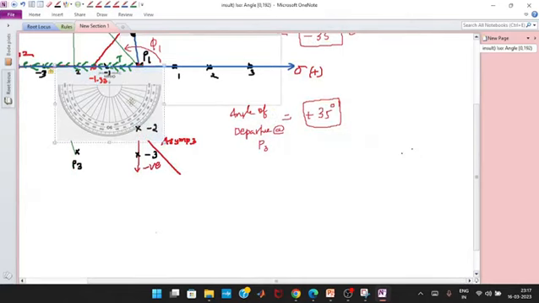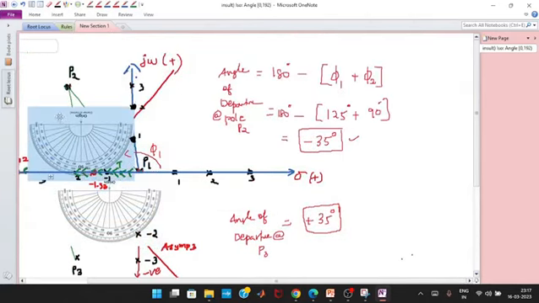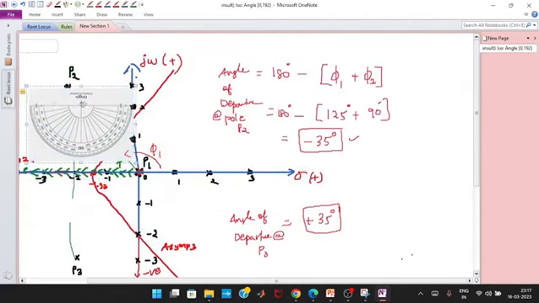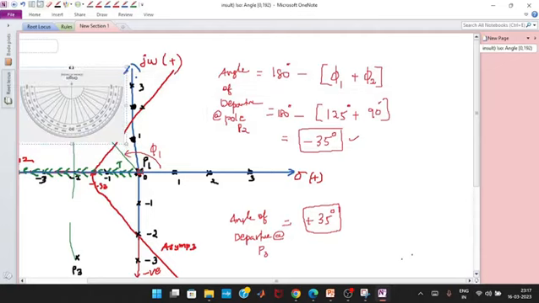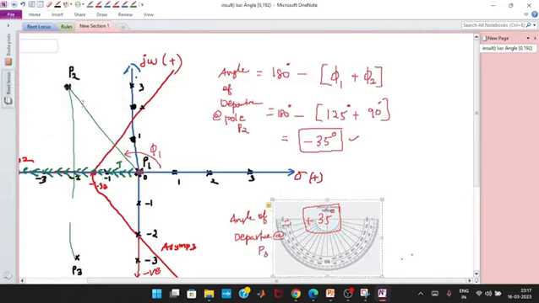Now you have to take your protractor like this, and keep your origin at P2, and mark the angle. Which angle do you have to mark? You have to mark the angle of minus 35 degrees. So from this you have to mark minus 35, and the point will be over here. So now you have to mark the point like this.